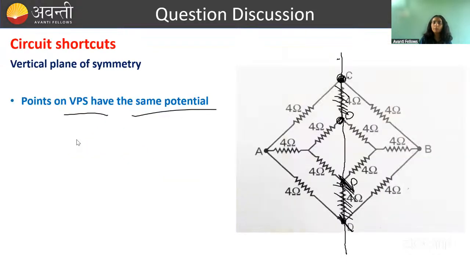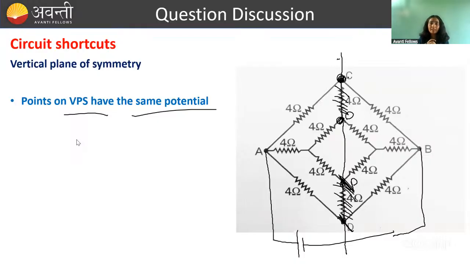Okay, now let's solve these two circuits. First I will find the equivalent of this one. How can I do it? I have to calculate R equivalent across AB. So across AB, we can see it has a horizontal plane of symmetry. It has a vertical plane of symmetry. Simply from the vertical plane of symmetry, we can easily solve this question. Like this point and this point have the same potential. So this 4 ohm is gone out of the circuit. This 4 ohm is also gone out of the circuit. And if these two resistors are gone, how can you redraw the circuit?